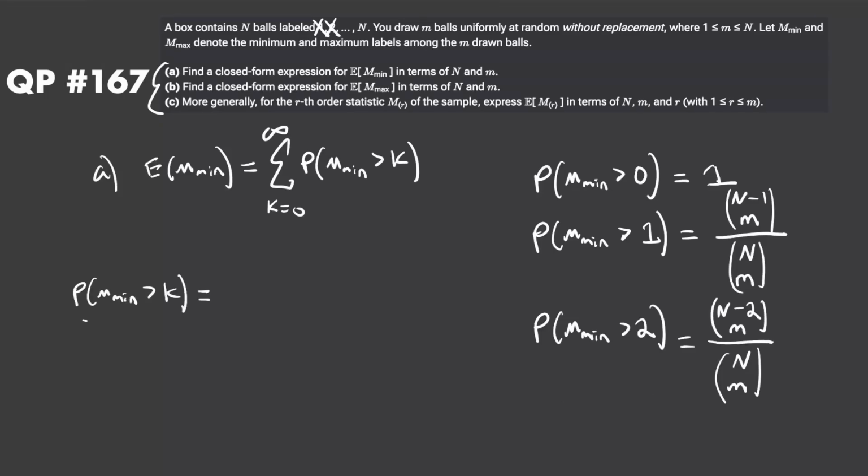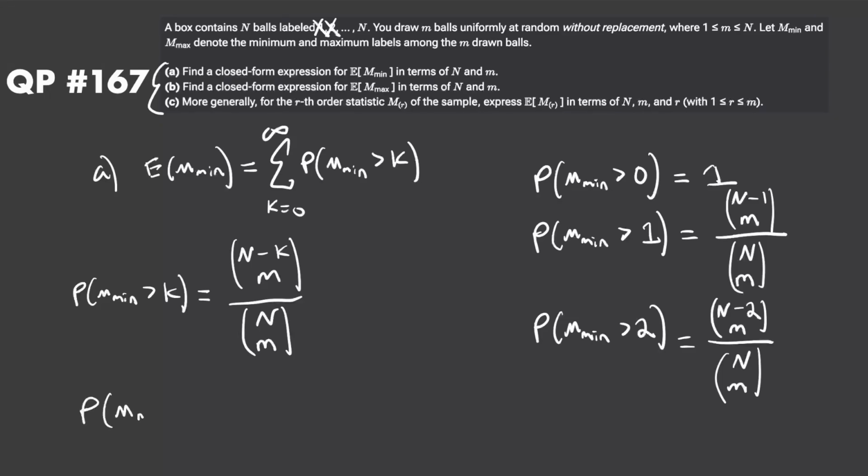And now you can see the pattern. The probability that the minimum is greater than any value k is just going to be n minus k choose m, the number of ways to choose the balls that exclude the first k options, right? And then that's going to be divided by the total number of ways to choose the balls in general, which is just n choose m. And that's going to be true for all these k values from 0 all the way up to n, right?